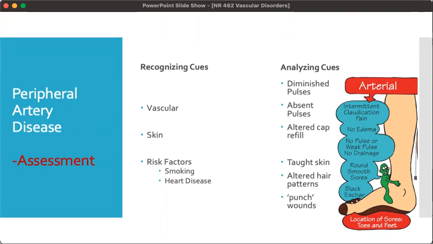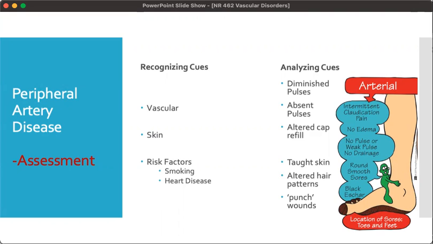Some of the specific cues we're looking for. Because this is an arterial disease, we're looking for alterations in the pedal pulses or the distal pulses. They can be diminished or they can be absent. Patients will also have an altered cap refill when we do our little skin checks on them. It's going to be very, very slow to refill, and it may not blanch very much when we squeeze it because there's very, very poor distal arterial blood supply to the feet and to the distal ends of the hands.